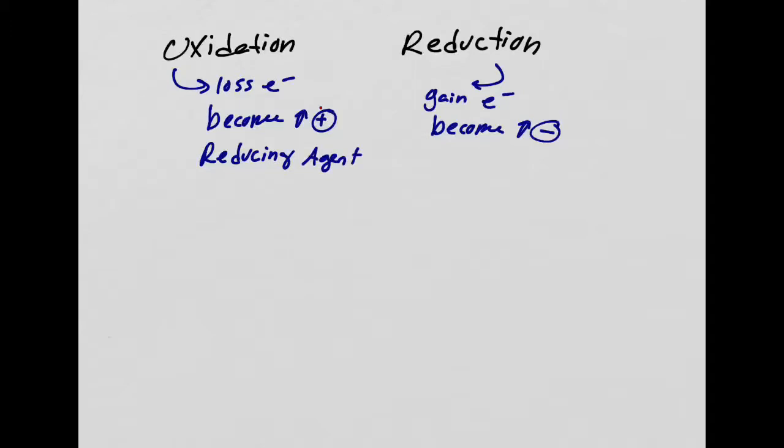Reduction, gain of electron, you become more negative. You are an oxidizing agent. What's going on here? The agents are the opposite. Why are the agents the opposite? Here's why. Let me see if I can explain this.